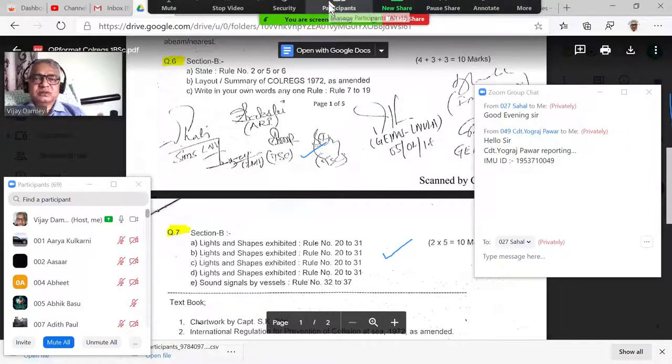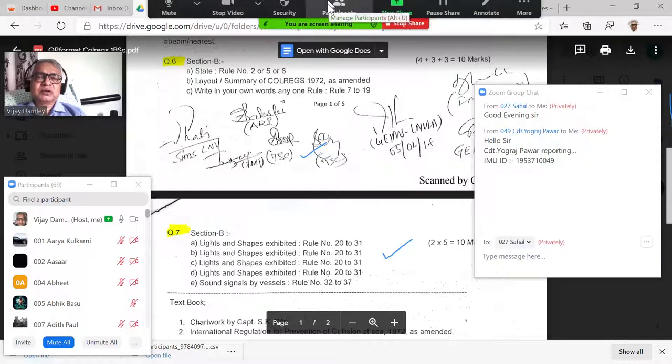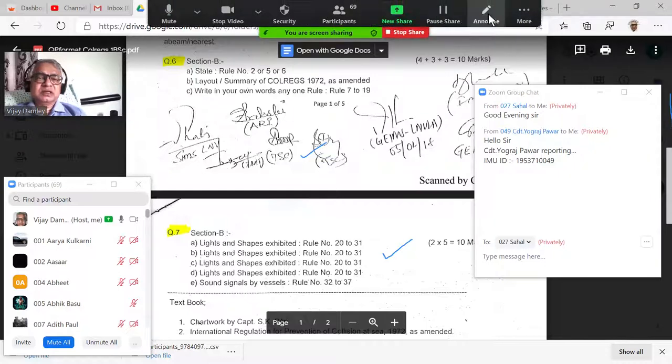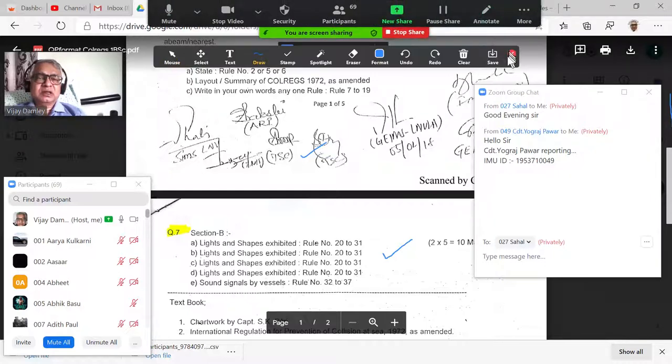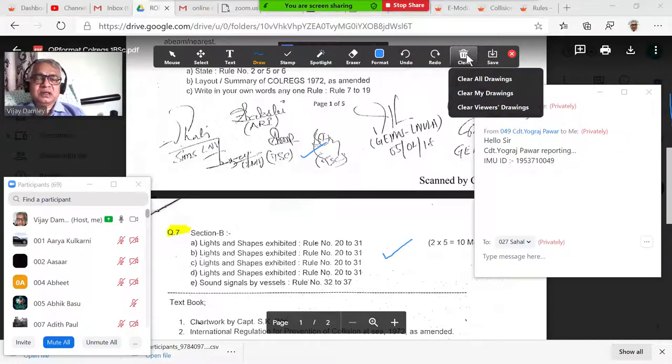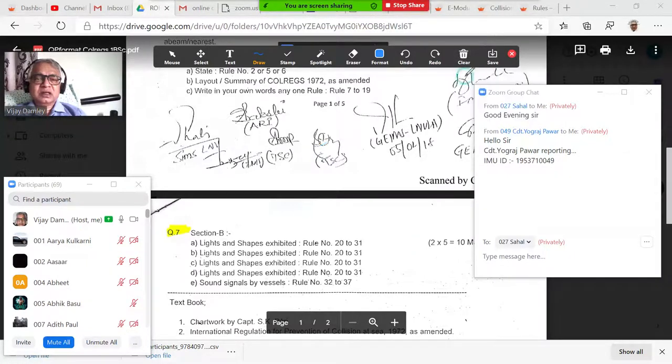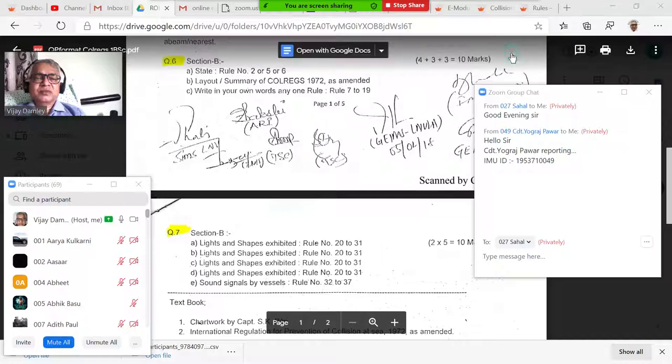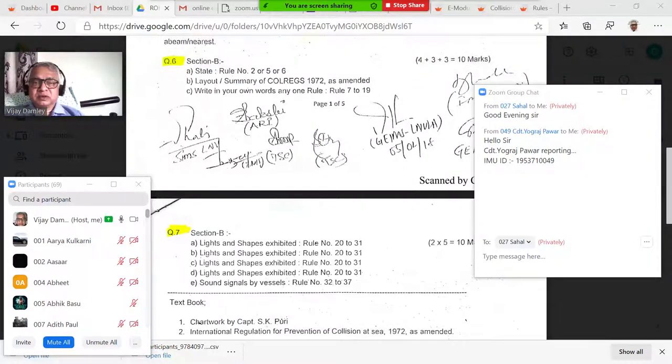This is bad because my computer is also working very slowly. Clear. Okay. The bandwidth is an issue today somehow. Okay.